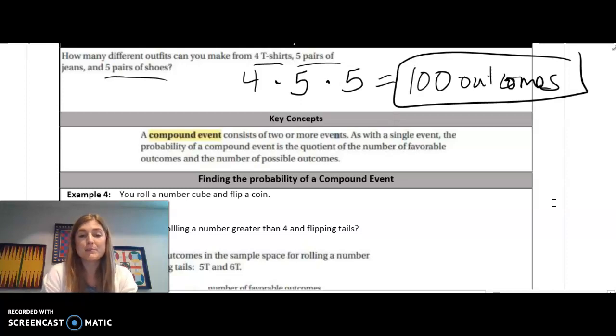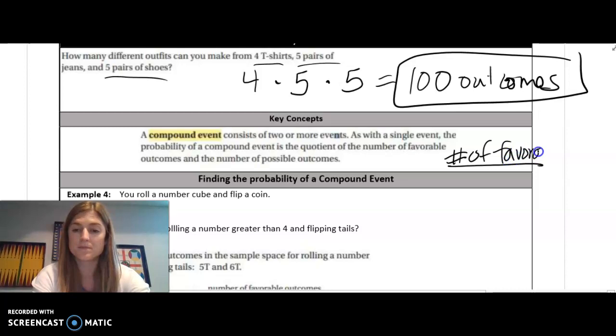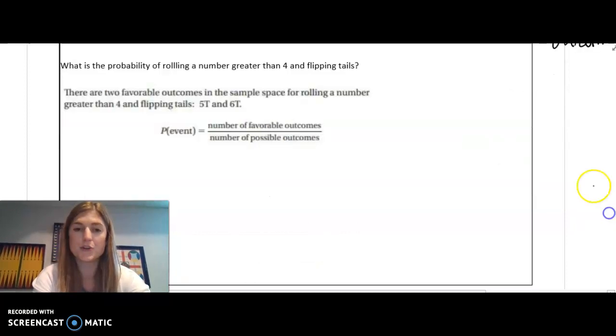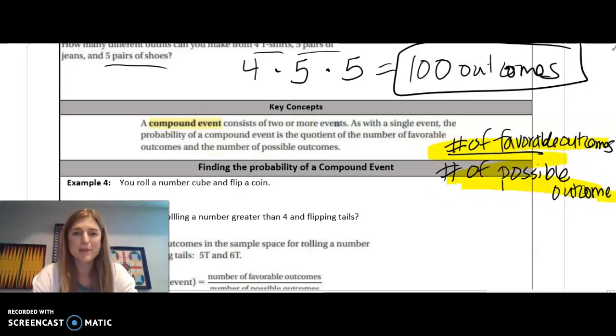So that's kind of represented by that formula of number of favorable outcomes all over number of possible outcomes. Okay, so that's kind of our new formula. Oopsie. New formula that we are going to be using today with compound events.